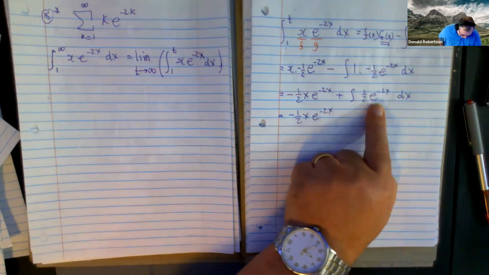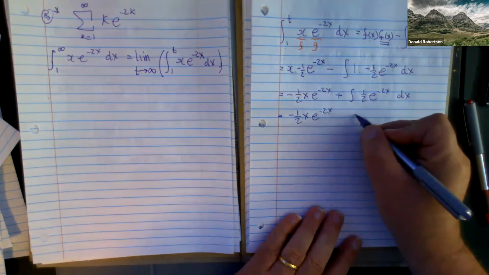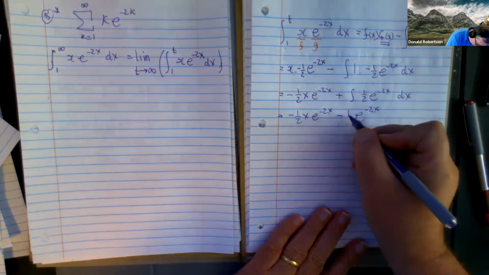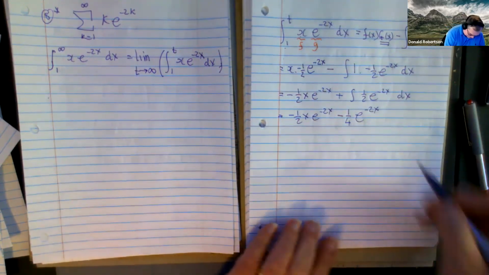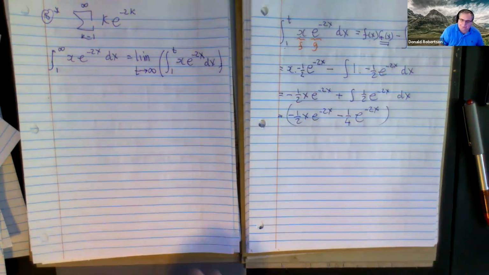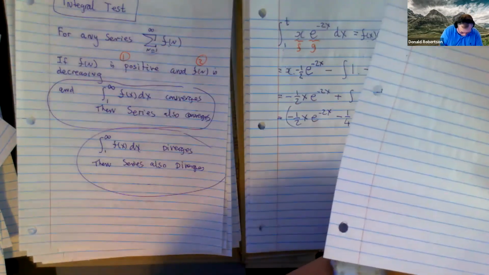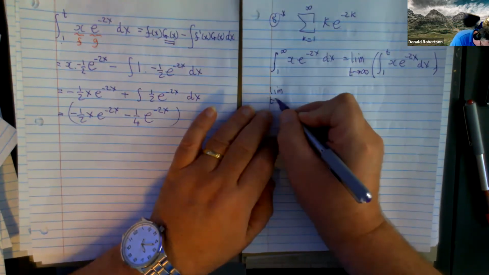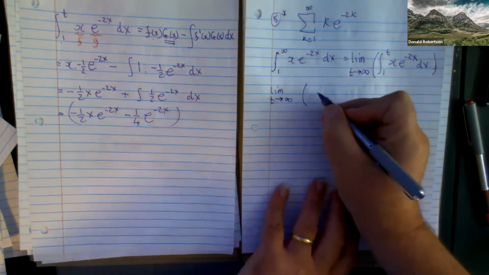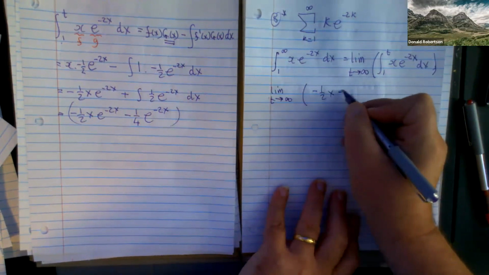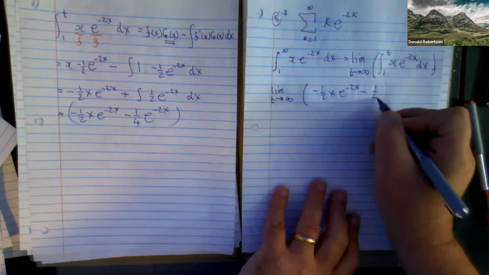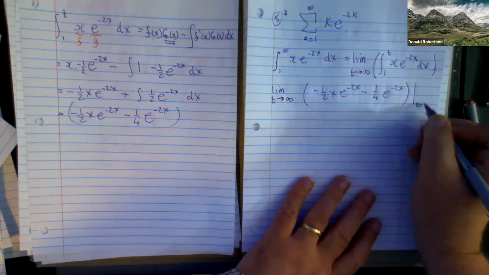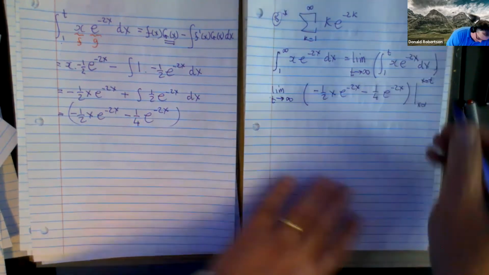Okay, if you integrate this, you will get e to the negative 2x times another negative a half, which gives you negative a quarter. So that is the integral. So we are going to do the limit as t tends to infinity of the integral, which is this horrible mess, evaluated at x equals 1 to x equals t.